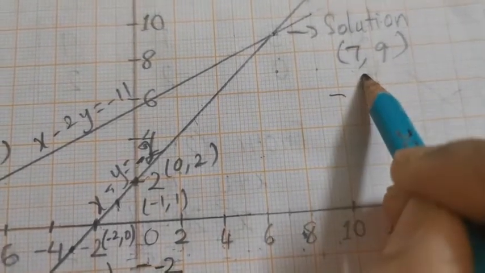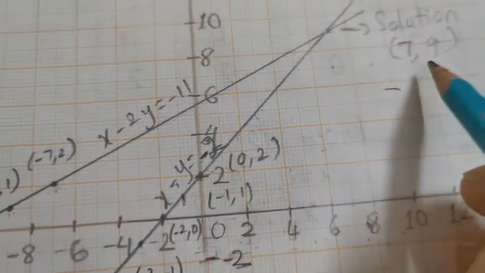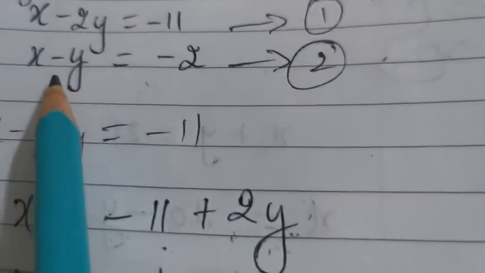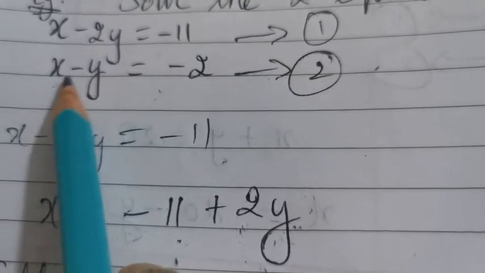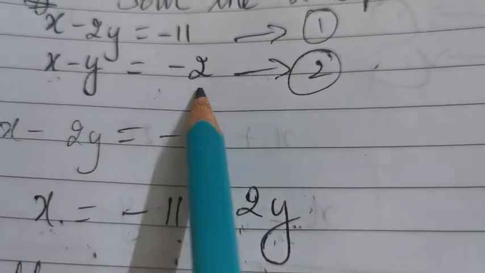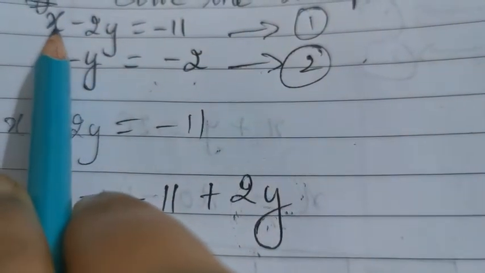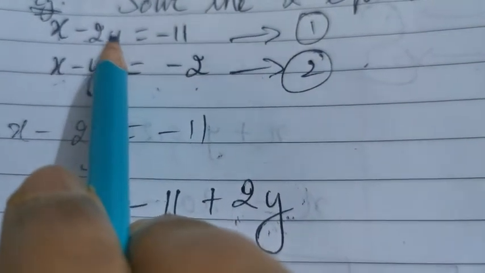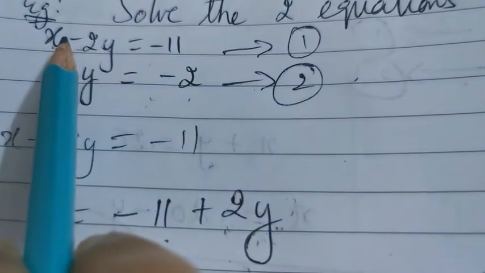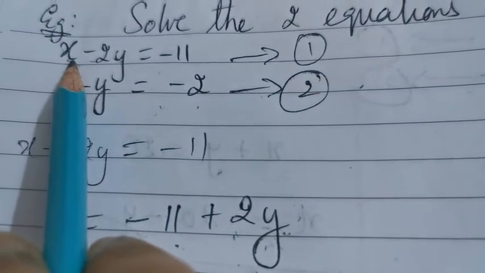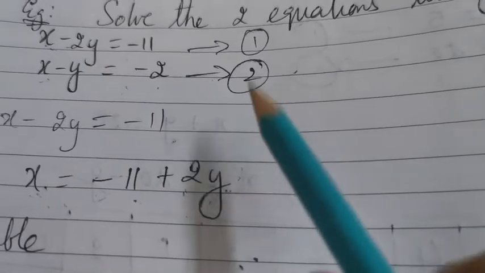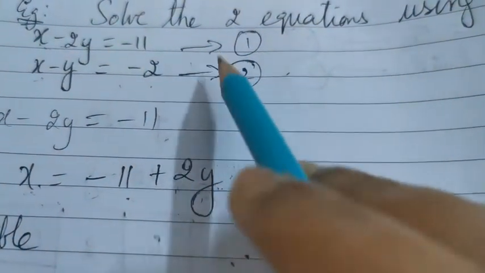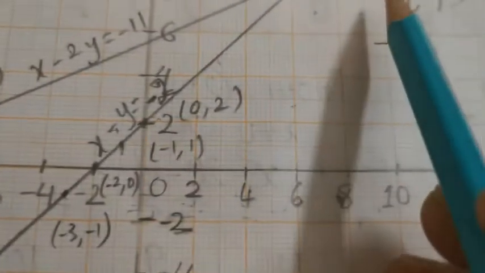Now let us check whether it is satisfying both our equations. If I put 7 here and 9 here, 7 minus 9 gives me minus 2. And if I put 7 here and 9 here, minus 2 into 9 gives me minus 18. Minus 18 plus 7 is minus 11. Therefore, 7, 9 satisfies both our equations. So this is our solution.